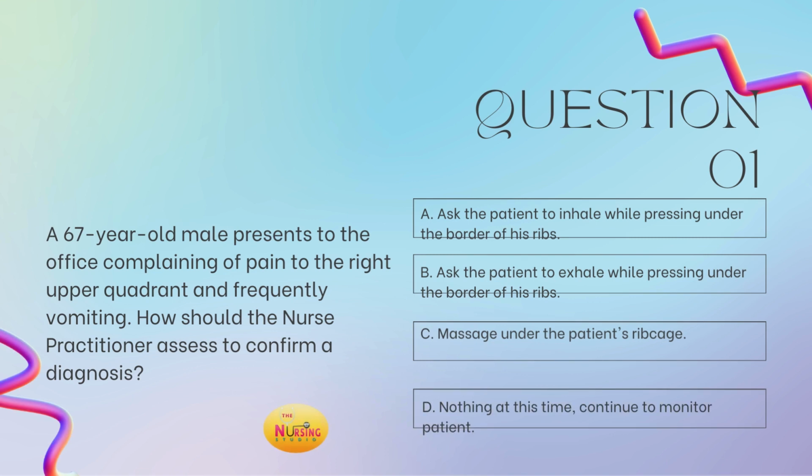All right, question number one states: a 67-year-old male presents to the office complaining of pain to the right upper quadrant and frequently vomiting. How should the nurse practitioner assess to confirm a diagnosis? Is it A, ask the patient to inhale while pressing under the border of his ribs? B, ask the patient to exhale while pressing under the border of his ribs? C, massage under the patient's rib cage? Or D, nothing at this time, continue to monitor the patient? Take a moment and tell me what you got in the comments.